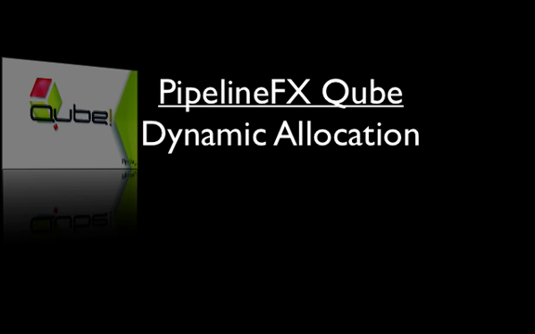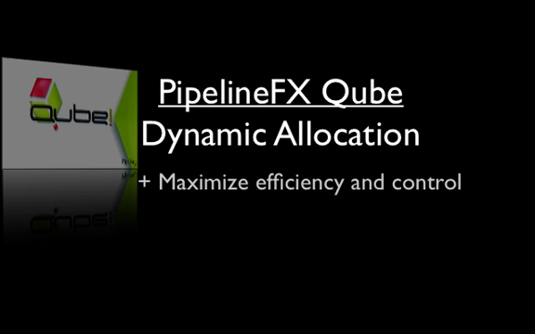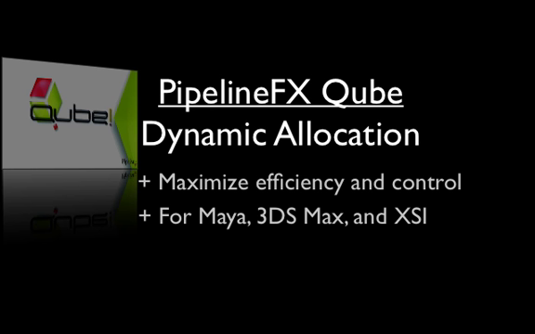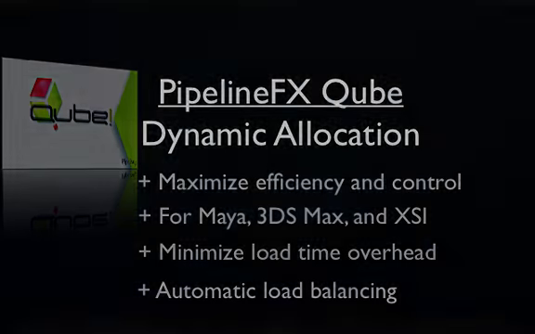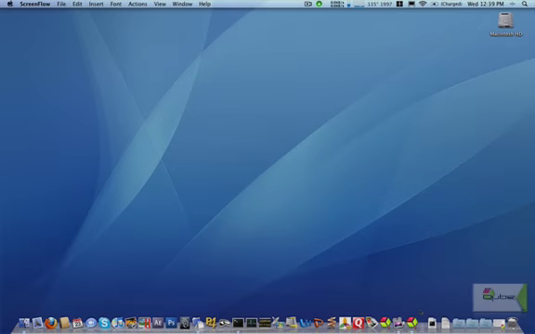Here I'll show you Qube's dynamic allocation system that allows you to maximize the efficiency and control of your render farm. Qube's dynamic allocation built into the Maya, Max, and Exercise job types maximize throughput by minimizing the load time overhead. It will also automatically load balance the frames across the workers. Faster machines finishing first will get assigned more frames. So, let's see it in action.